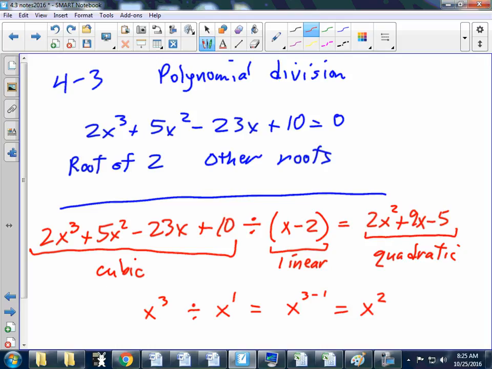Okay, so any questions on that? That's just really fundamental. We've got to get to that idea that a cubic divided by a linear equals a quadratic. X to the third divided by x to the first equals x to the second. Any doubts? Please fess up, admit it. Any worries about that at all? Anne Marie, you're cool? Okay, I'm glad.